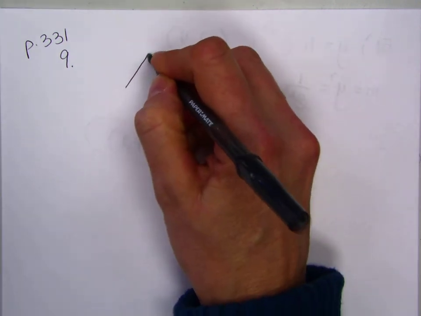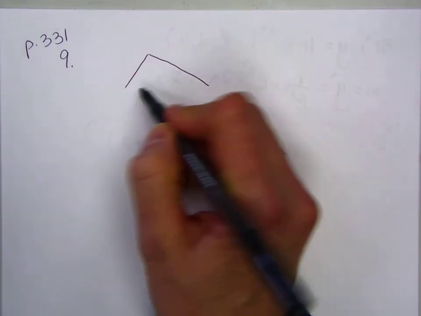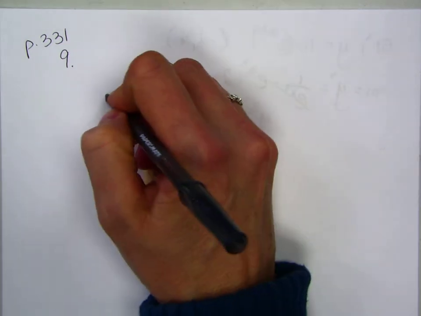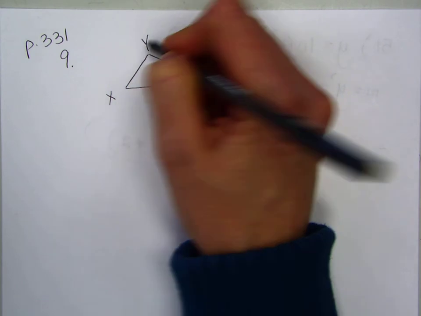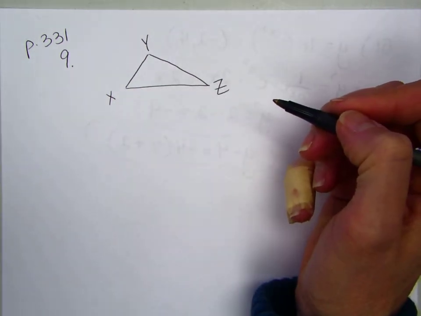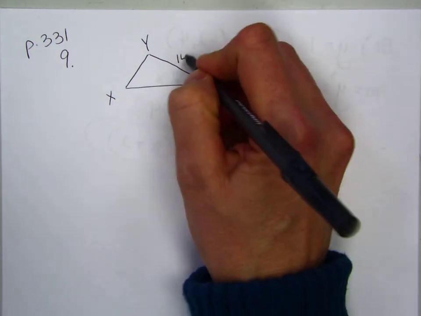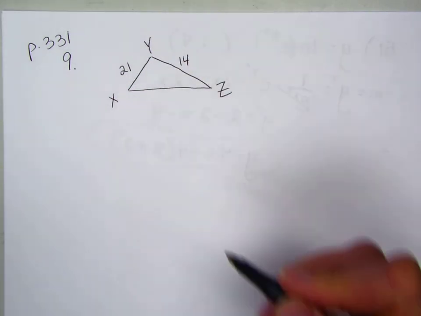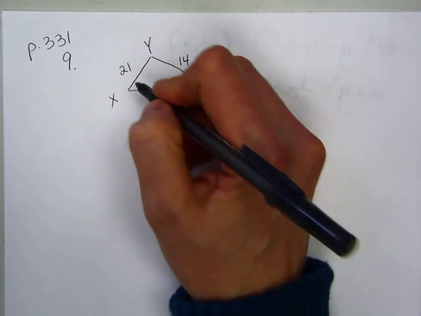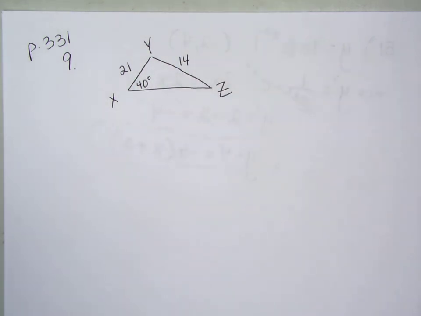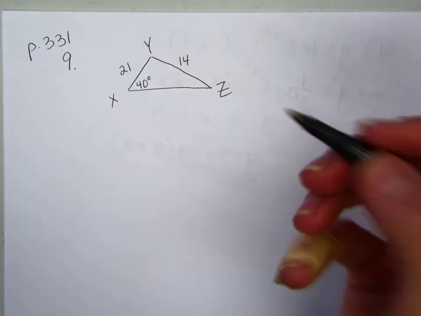Find two possible measures for angle z. Now, my triangle XYZ is not necessarily going to be to scale, but as long as we're okay with that, it doesn't really matter how we have it labeled. And so little x is 14, z is 21, like I said, not to scale, all right? And angle x is 40 degrees. And the directions ask us to find two measures for angle z.